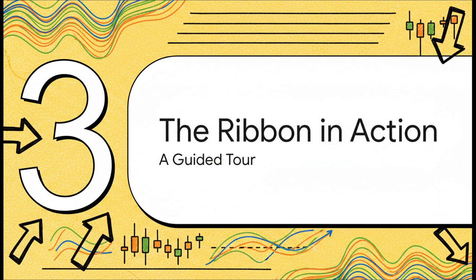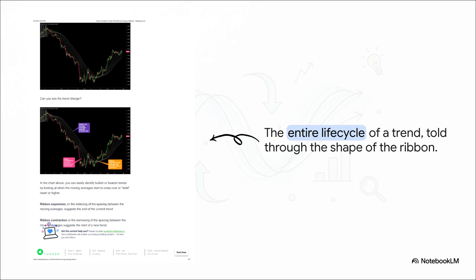Okay, so we know the 3 signals now, right? Expansion, contraction, and parallel. Let's put it all together and take a little tour of a chart, reading the story from start to finish. All right, let's trace the whole story playing out here. We start over on the left with those beautiful parallel lines. That's our strong, healthy downtrend.